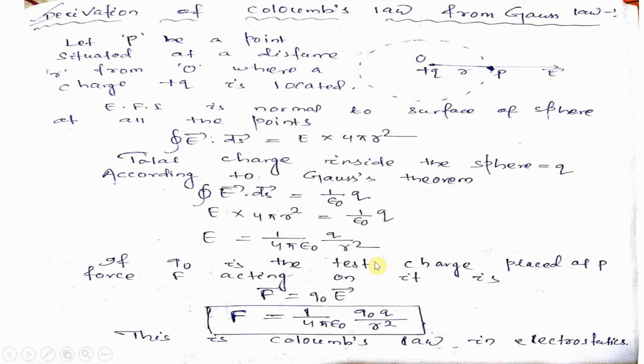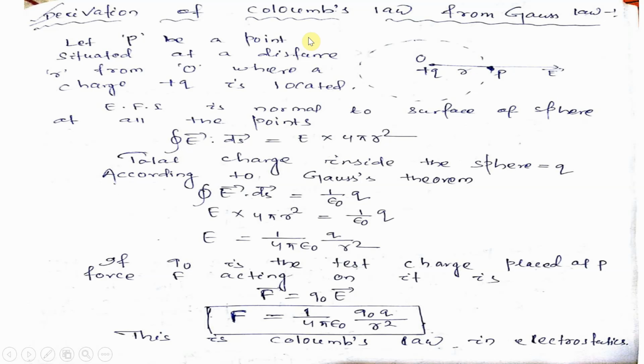Today we will discuss the derivation of Coulomb's law from Gauss law. In my previous class, I have already discussed Coulomb's law as well as Gauss law. Coulomb's law gives the force between two charged particles and Gauss law gives the expression for electric flux. Here we have to derive that Coulomb force from Gauss law.